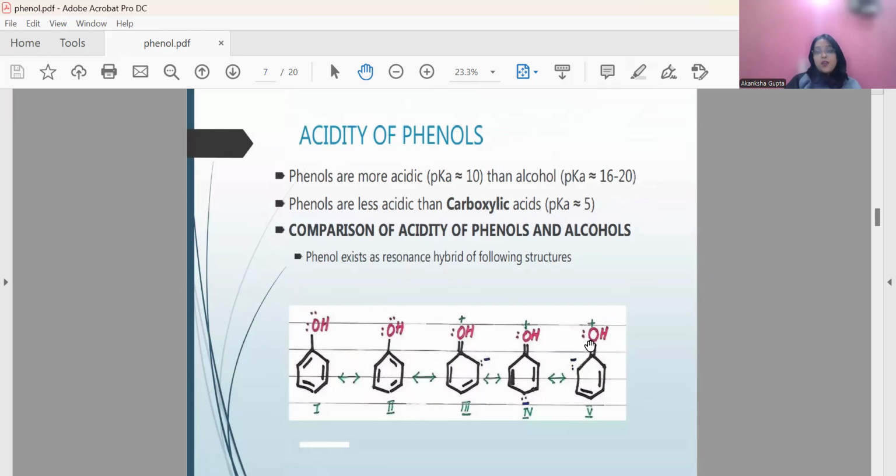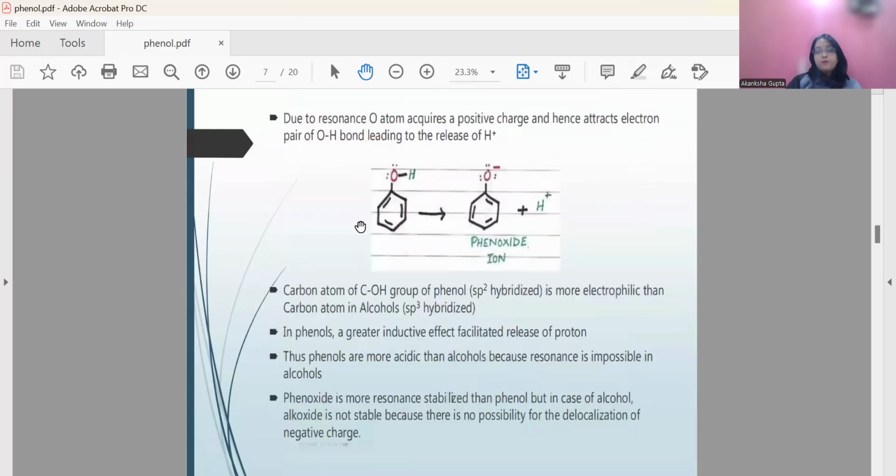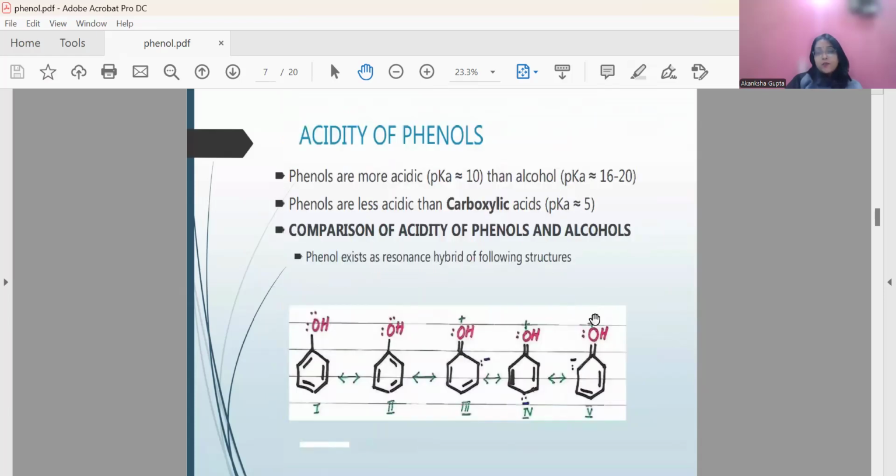So here again we can see in the last structure that both electron pairs come to the original position. So here we can see that phenol is basically present in resonating forms. And the reason behind the acidity of the phenol: here we can see that the oxygen atom, in the previous structure, has a one plus charge.